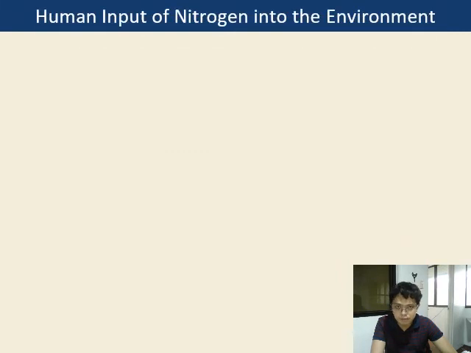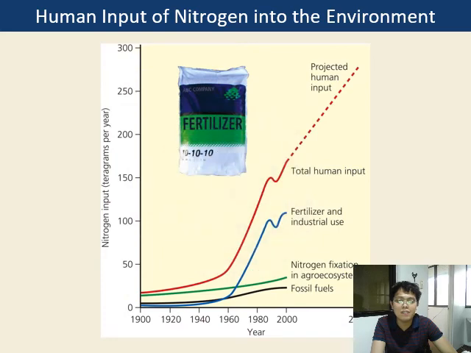This graph shows the human input of nitrogen into the environment subdivided into different human uses. So here from 1900s to 2000, this is the amount of nitrogen that is being inputted into the atmosphere by human activities like burning of fossil fuels here. Then for nitrogen fixation in the agroecosystem, we have the green one and the blue one. So from 1900s to 2000, this is the amount of nitrogen that is present in the atmosphere due to use of fertilizer and industrial use. And then the red one represents the total human input of nitrogen in teragrams per year into the atmosphere.